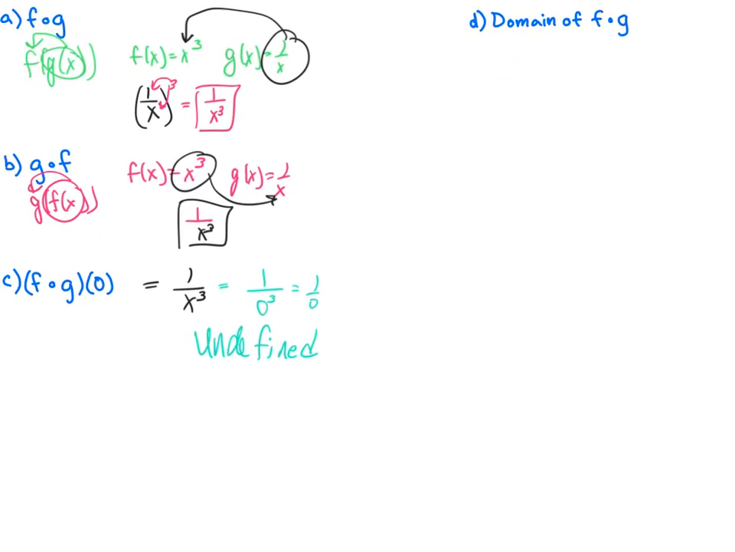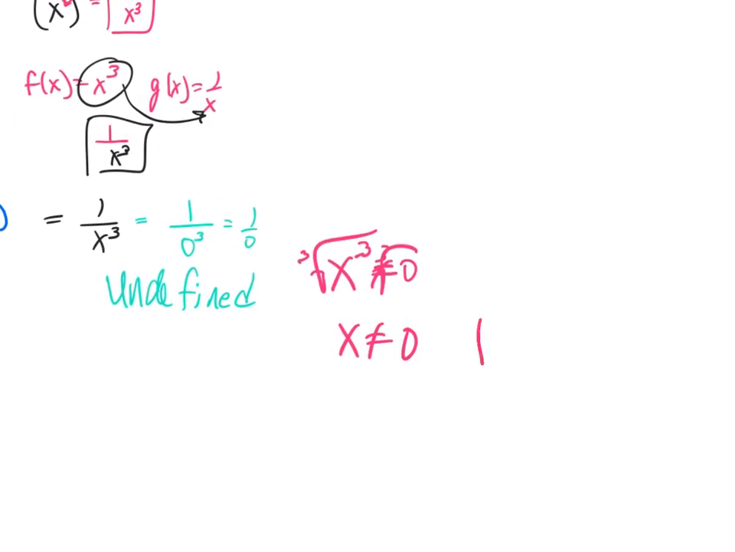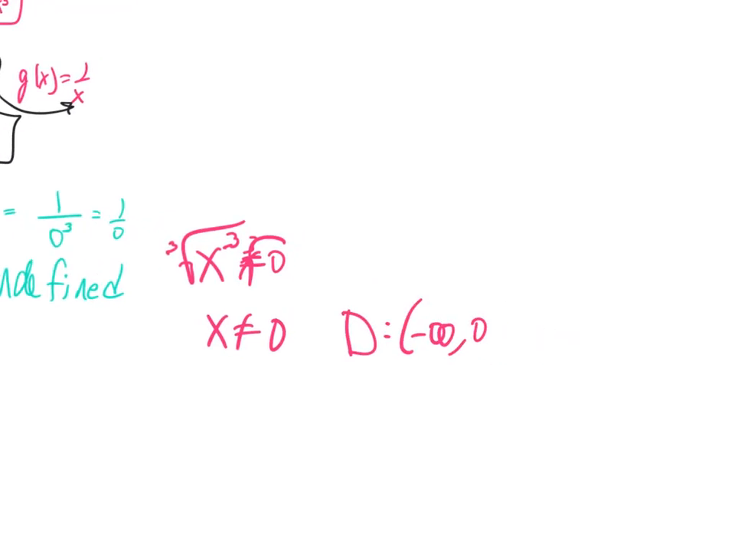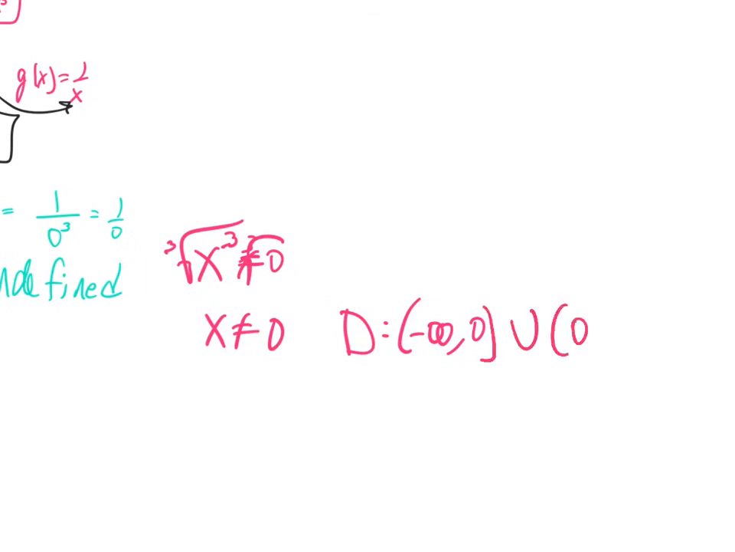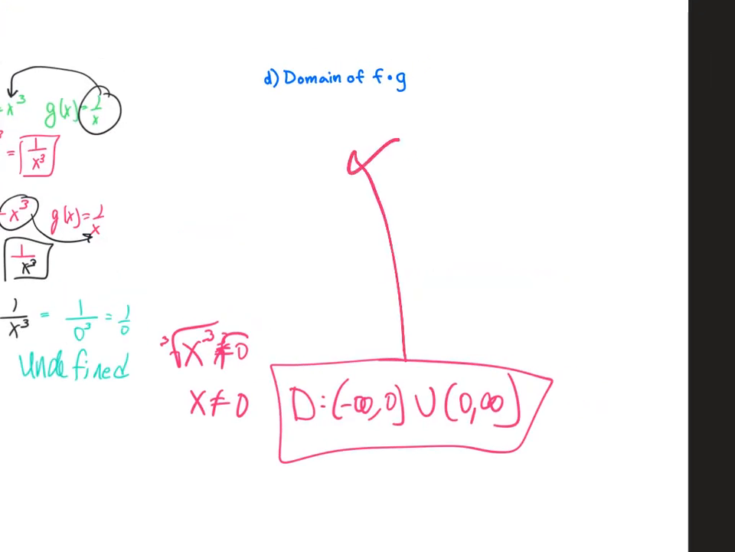So when they ask for the domain of f of g, well, my denominator can't be 0. So it's not a square root or anything where I'm going to have a range of values. I'm just going to say x cubed cannot be 0. Take the cube root of both sides. X cannot be 0. So my domain is every single number in the world except for 0. So I would say negative infinity to 0, union 0 to infinity. And I'm using parentheses because 0 is not included. So that would be our domain for f of g.